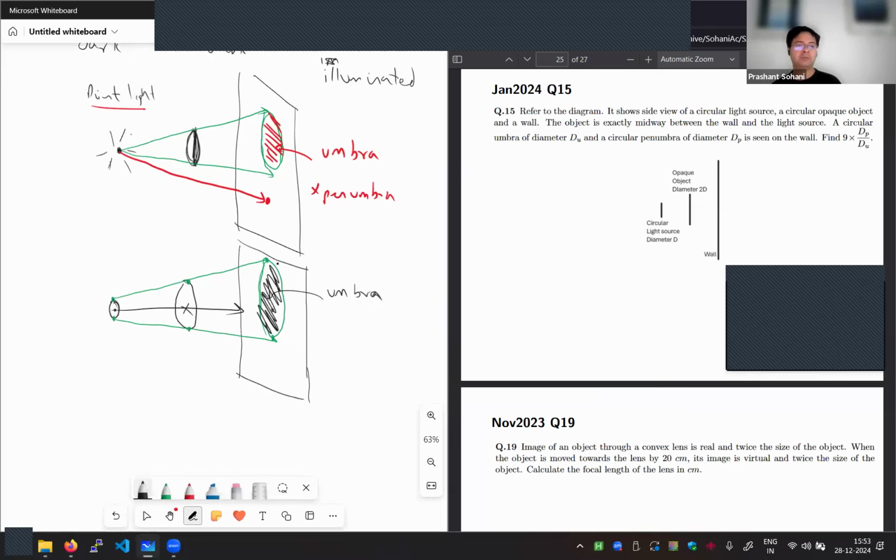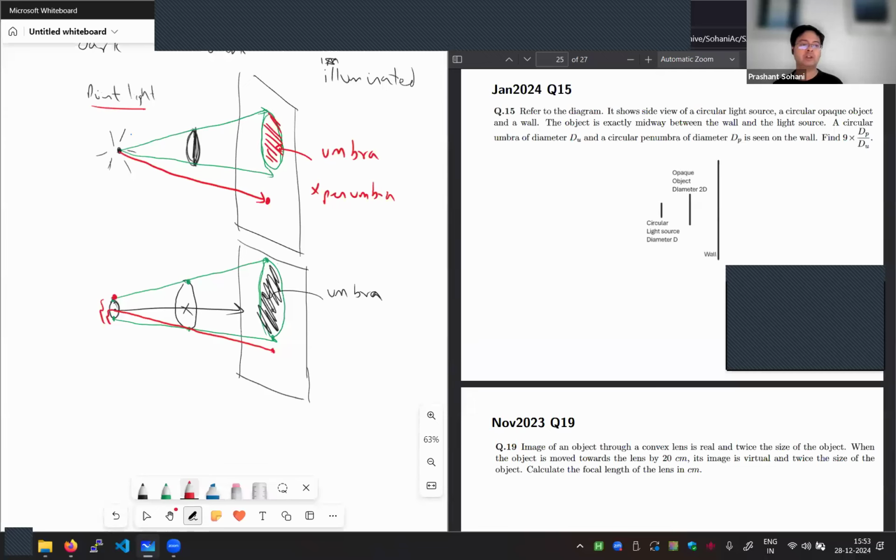Okay, but apart from the umbra, if you notice the region around it, right? So consider a point somewhere over here, okay? And try to see from here how much of the light source can I see. So what you'll observe is that if I trace the rays back, only some part of the light source is visible from here. The entire light source is not visible.